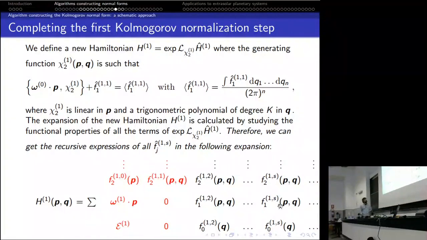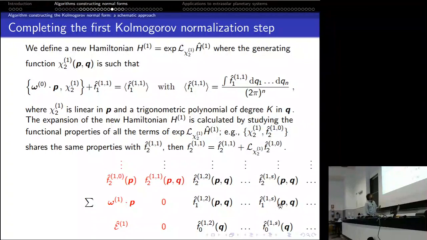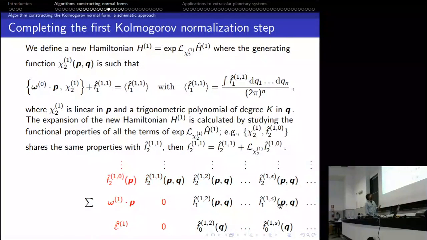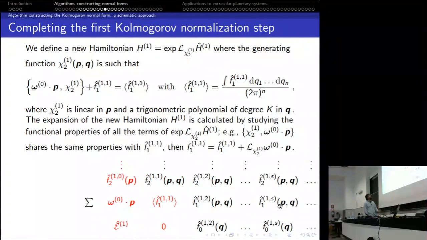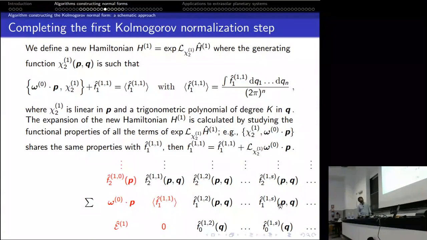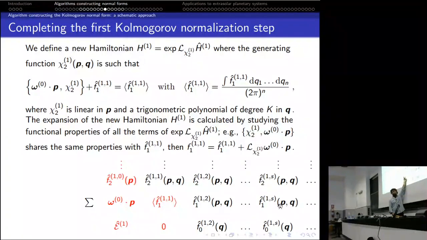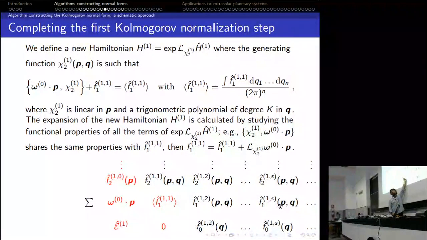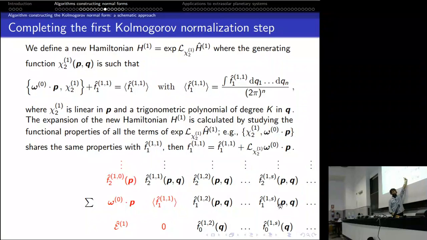These two steps summarize the so-called Kolmogorov normalization. And here there is a small variation with respect to the original scheme. I'm not going to remove that term. It is possible to remove that term by translation, by requiring that this is non-degenerate. Well, I don't want to do that for some reasons.